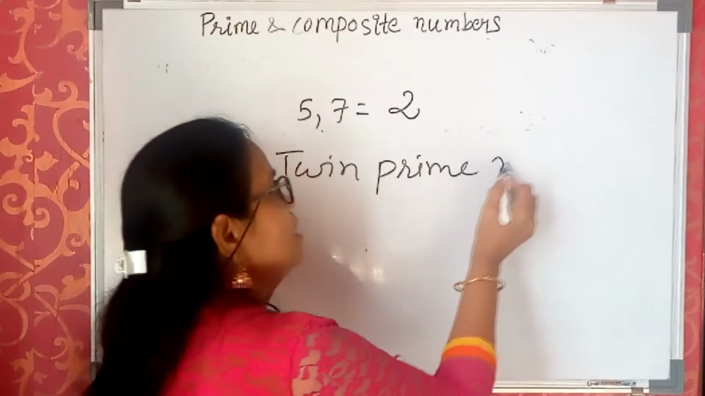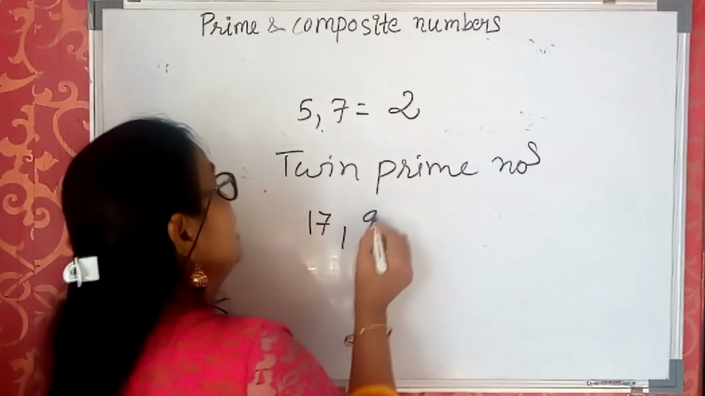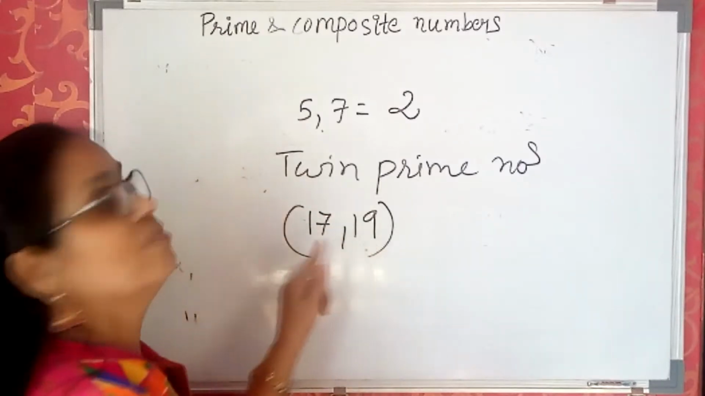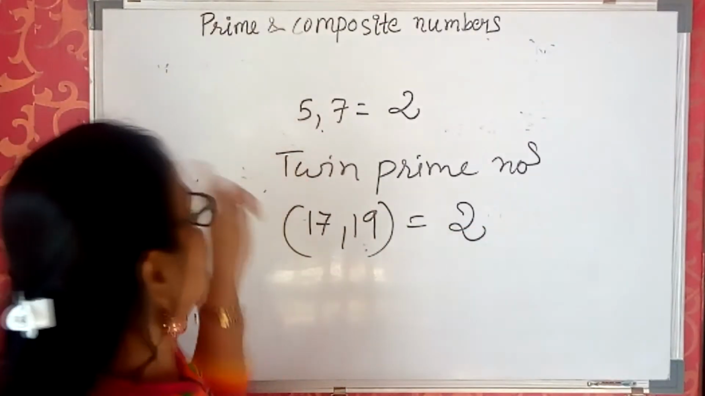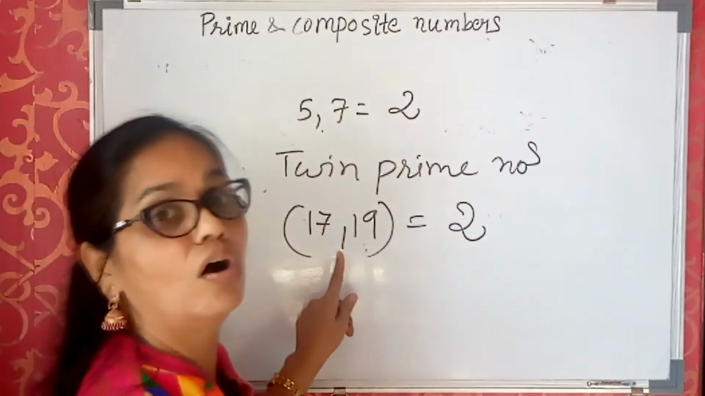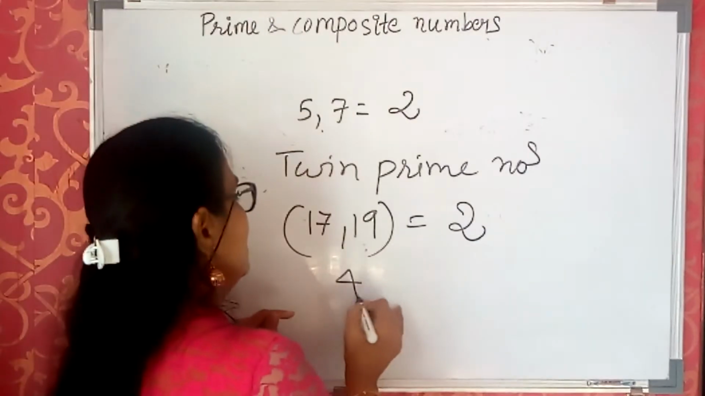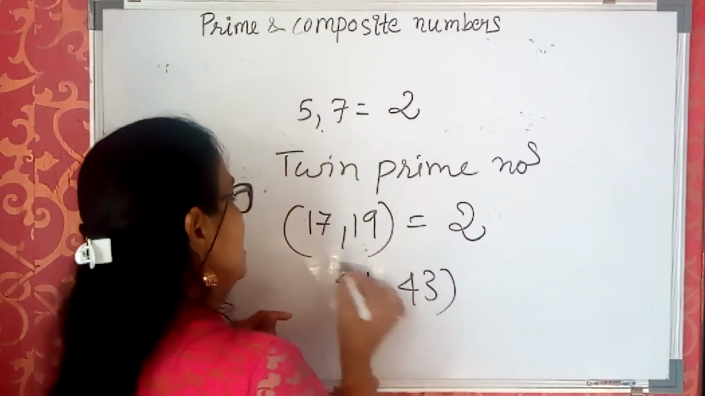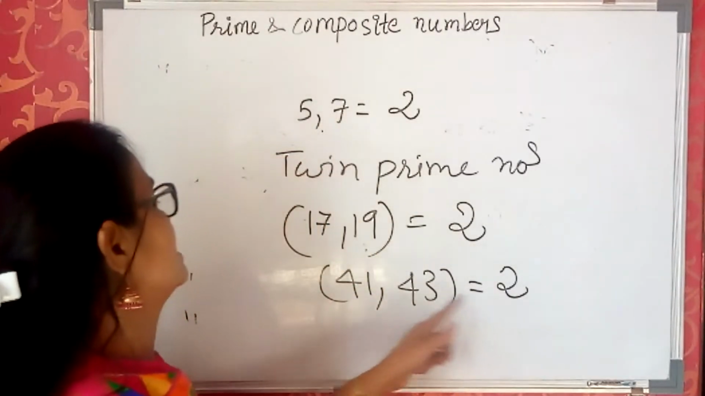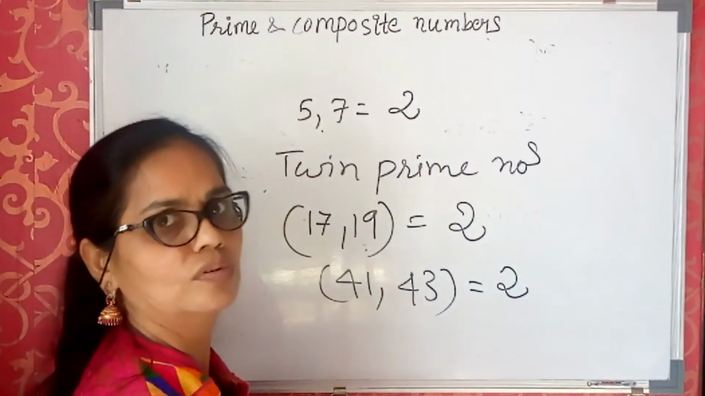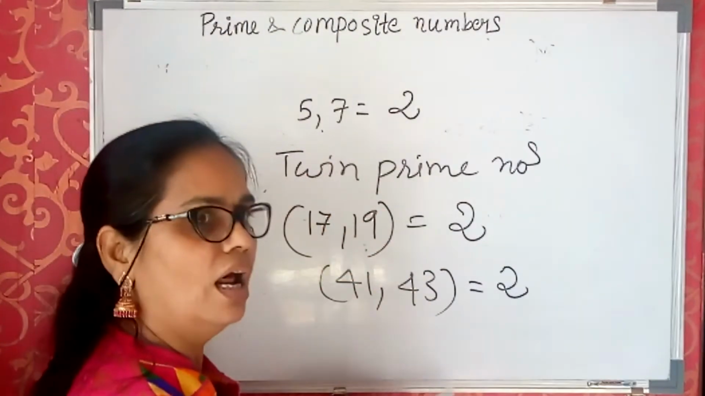Right? So once again, which are those numbers, like 17 and 19? What is the difference between 17 and 19? Again 2. So 17 and 19 are called twin prime numbers. 41 and 43, right? They are also called twin prime numbers since their difference is 2. Understood? So this is called twin prime numbers.